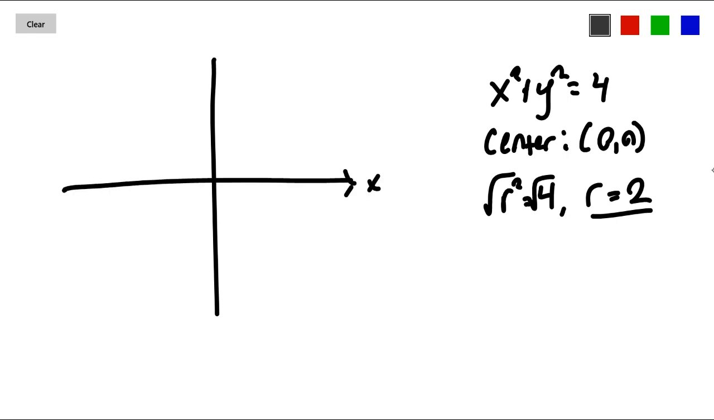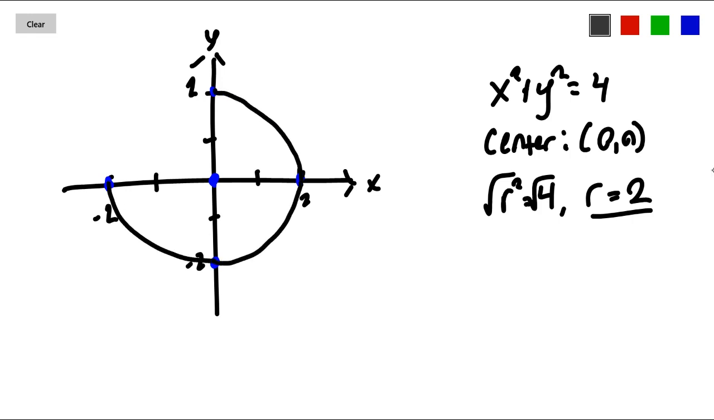So sketching that, same kind of idea. Just label this out real quick. My center is at the origin, and my radius is 2 this time, so I'm going to extend out 2 units in each cardinal direction. So I go 2 in the x, 2 in the y, negative 2 in the y, and negative 2 in the x. And then I just connect the dots. And there you go. That is how you sketch the graph of a circle.